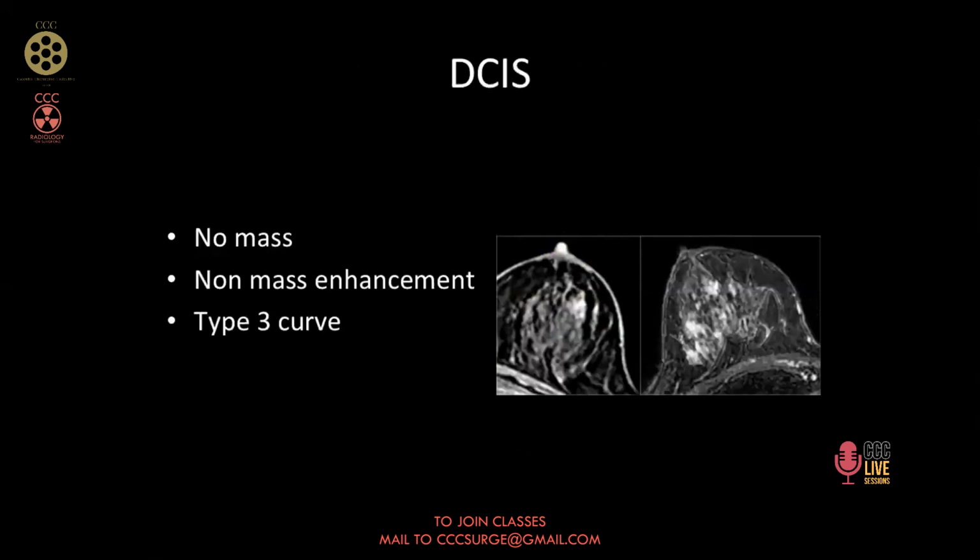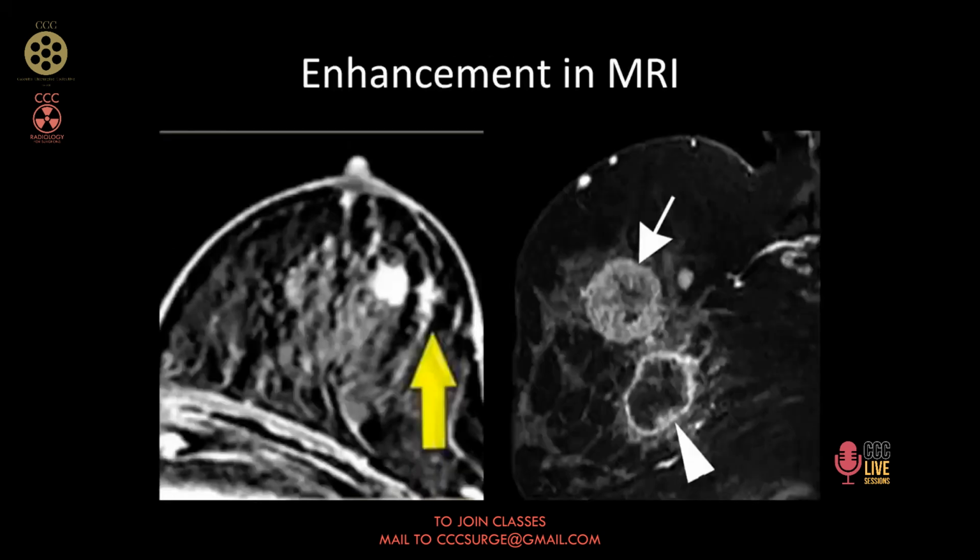Now come to this. The confusion starts. There is no mass, but there is non-mass enhancement. Here and there, multiple enhancements are taking up contrast, and though there is no distinct mass, they are showing a type 3 curve. I will tell you again what these curves are. There is no mass, but there is non-mass enhancement, which is somewhat like microcalcification. This is DCIS.